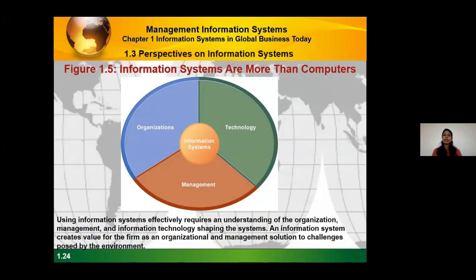Now here it says the information systems are more than computers. So it is not just the computers, right? When we talk about these information systems, it is important we look at three main dimensions: organization dimension, technology dimension, and the management dimension, because all these three dimensions together shape these information systems, right? That is why we need to learn about these three dimensions. So from now onwards, we are going to discuss these dimensions in detail.